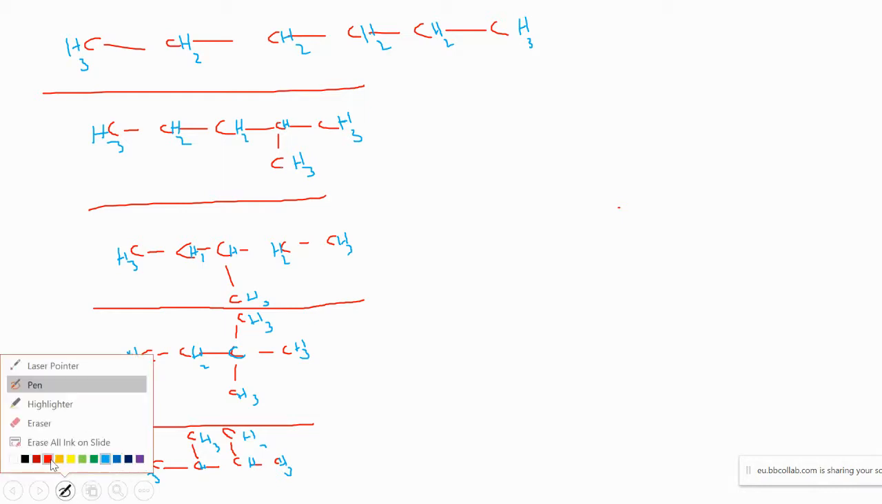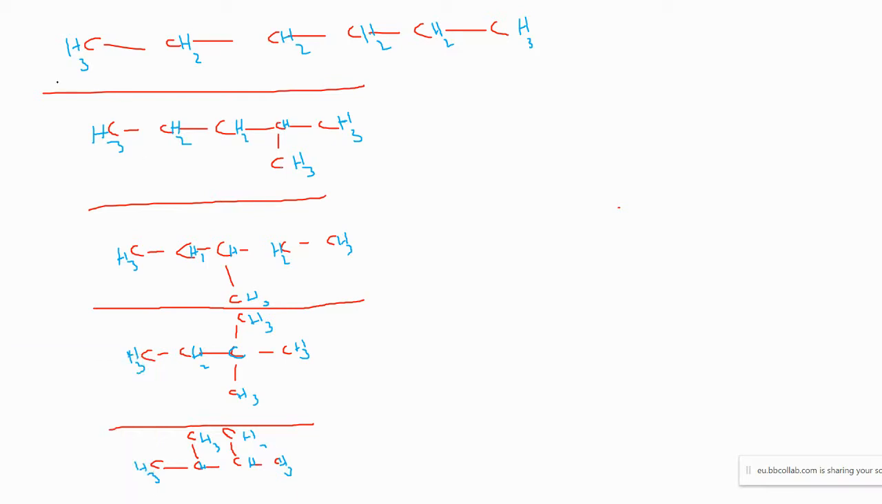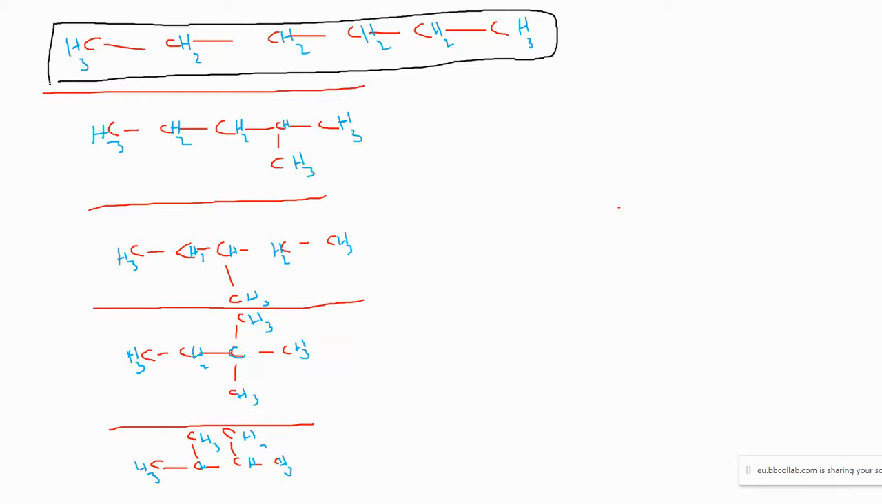We start from the beginning. Let me select this one. So let's see. Select the longest chain of carbon, straight chain. You will circle like this. Do you find anything outside this chain? Outside the straight chain? No. So it means this is a straight chain alkane.